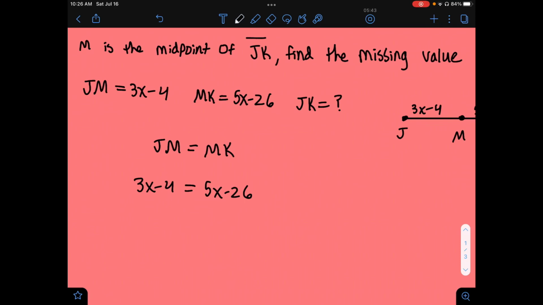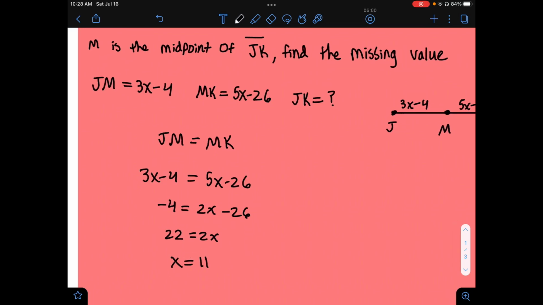Then we're going to combine like terms. Over here, we're going to subtract 3x. So you get negative 4 equals 2x minus 26. I'm going to add 26 to this side, so you get 22 equals 2x. Then divide by 2, so x equals 11.